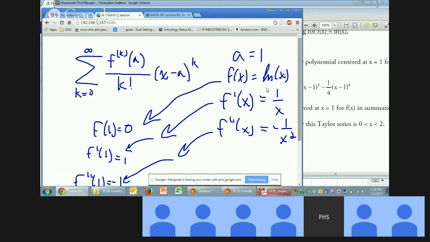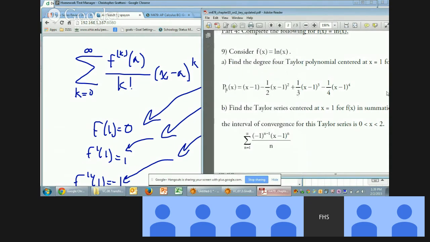And then you plug into the formula, and you'll get that degree 4 Taylor polynomial. It'll work. We just have to go all the way up to a fourth derivative, which is not necessarily the most fun thing in the world.